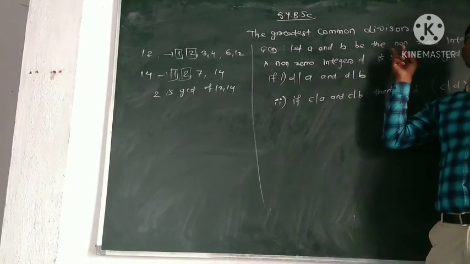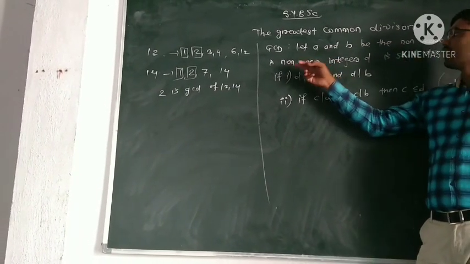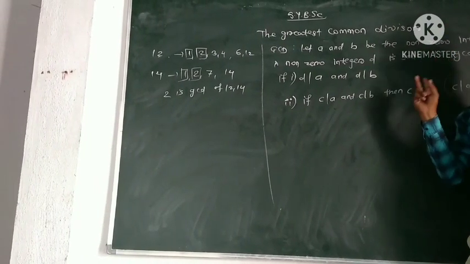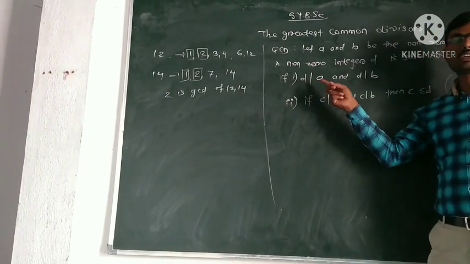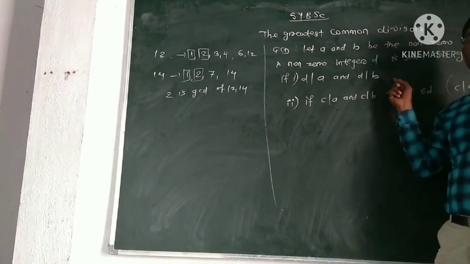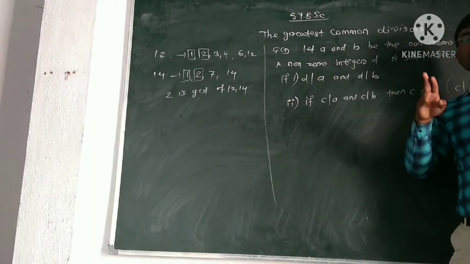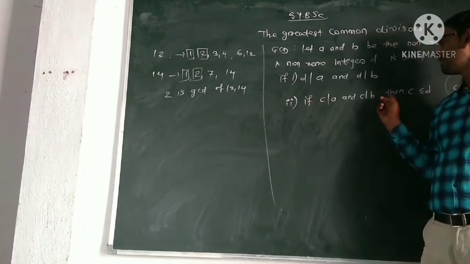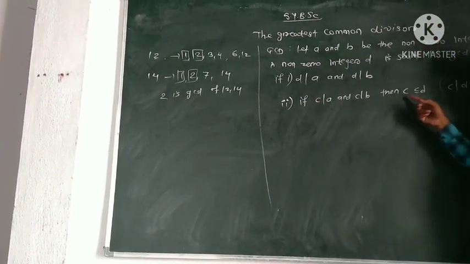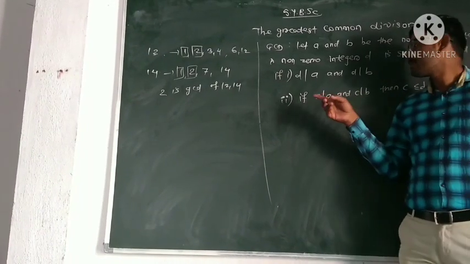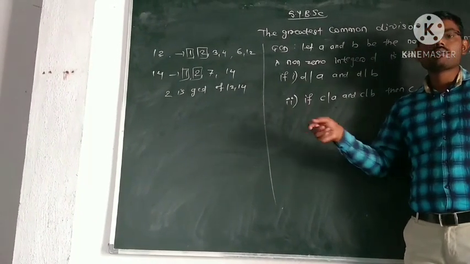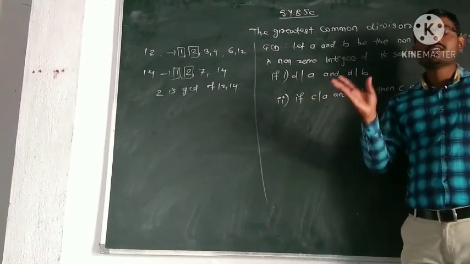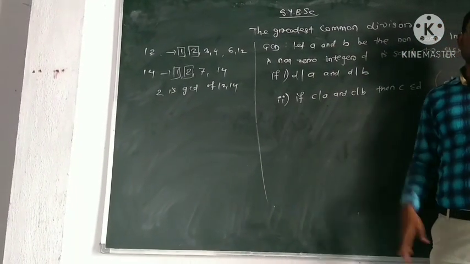Let A and B be two non-zero integers. A non-zero integer D is said to be the greatest common divisor of A and B if D is a common divisor of A and B, that is, D divides A and D divides B. And second condition, if there is any other common divisor, it must be less than or equal to D. If C is a common divisor, then C must be less than or equal to D. Or we can say any other common divisor must divide D, because since D is the greatest common divisor, every other common divisor must divide D.